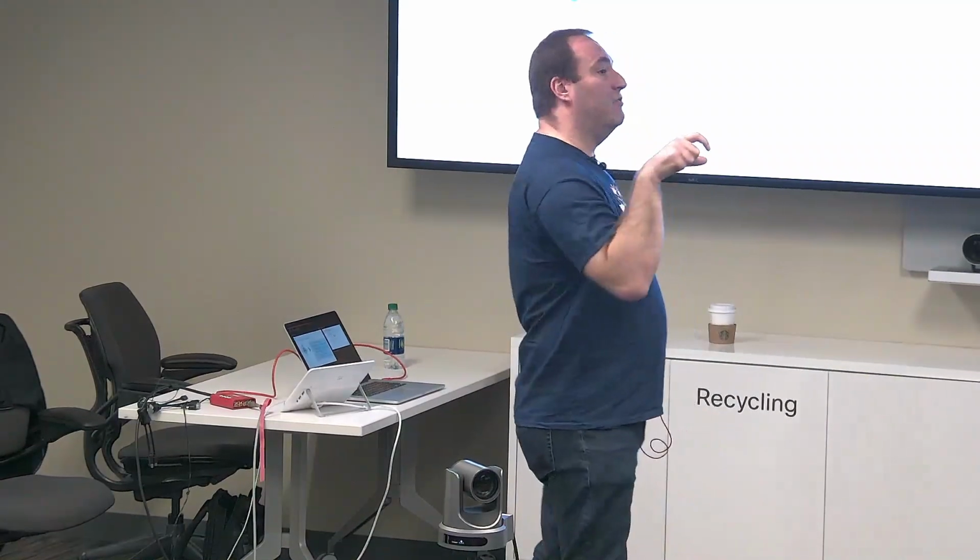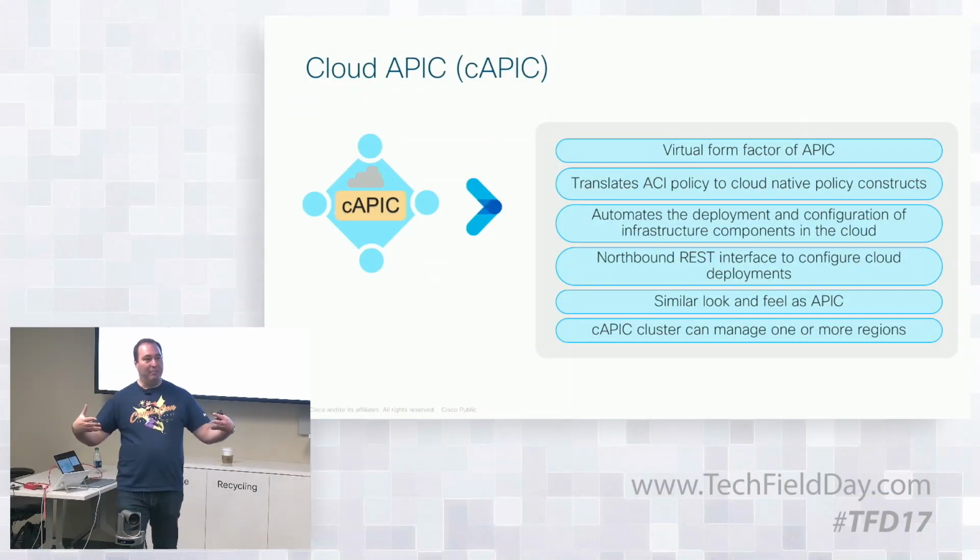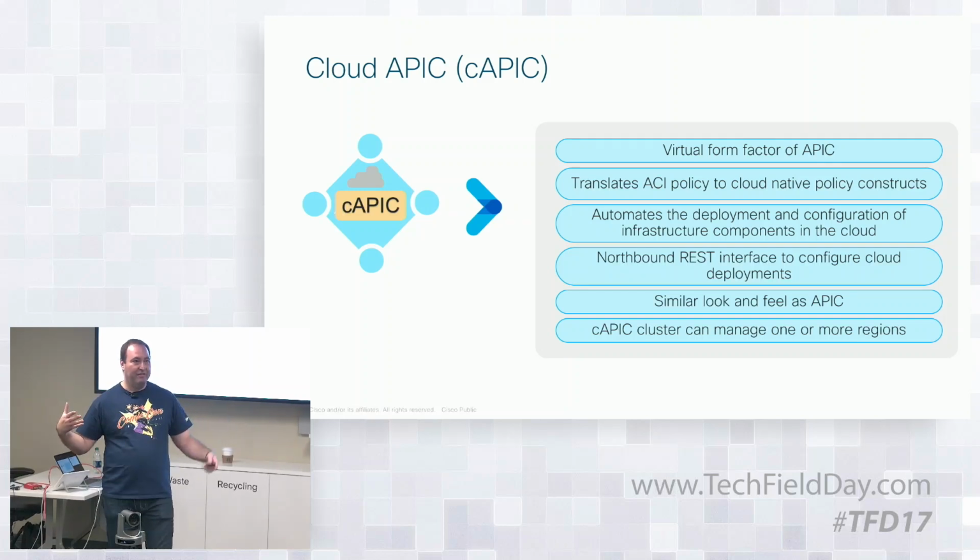Cloud APEC is the way we're going to go into the cloud, right? So the native cloud. It's basically a virtual form factor for APEC. It will translate ACI policy to native cloud constructs. And it's obviously going to have northbound APIs. I'll give you a little more detail on how this works. It's going to have a similar feel and configuration as a regular APEC would.